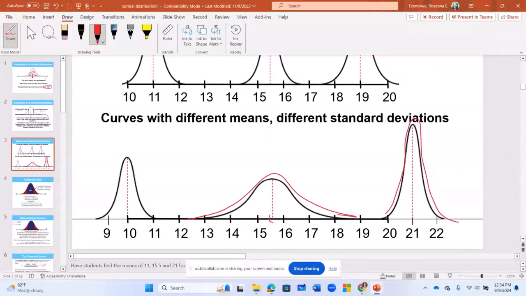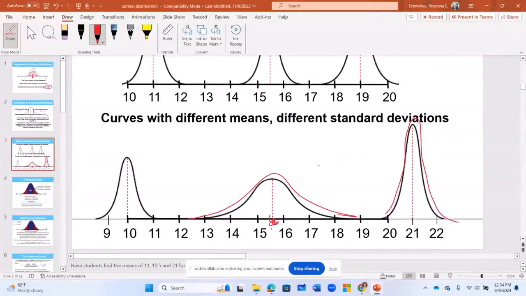So this has a larger standard deviation, and the mean is smaller. The mean here is larger. The mean here is 21, but a narrow normal curve indicates that the standard deviation is small. In other words, the values are just clustered together. They don't have a lot of difference between them.